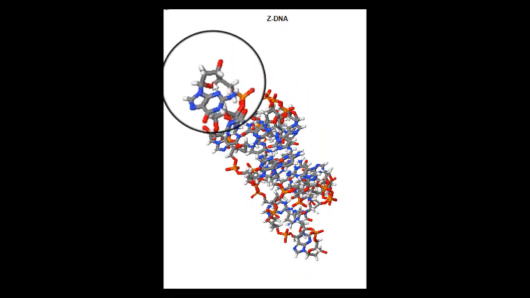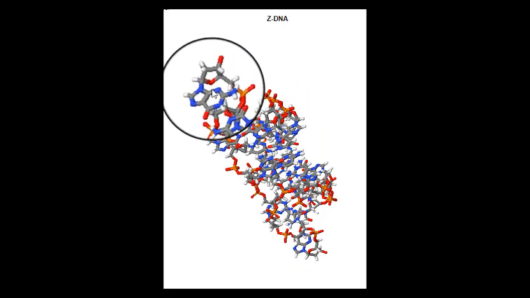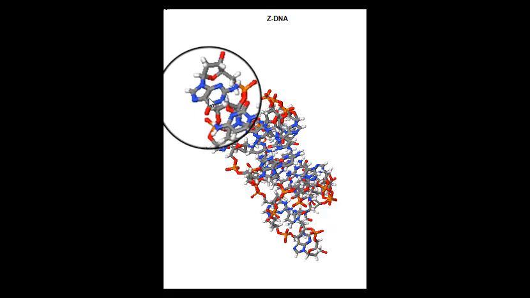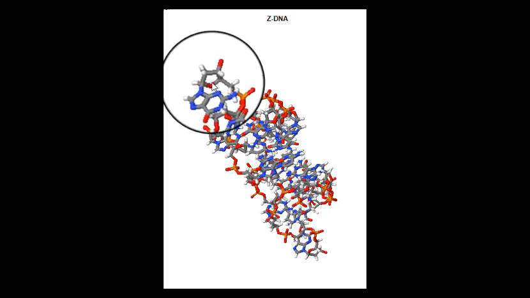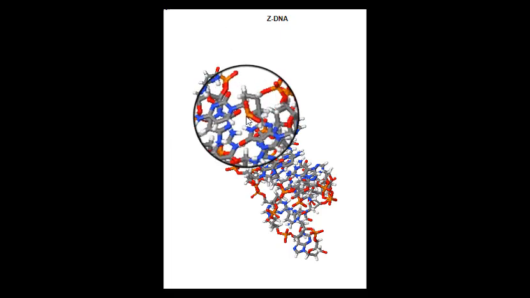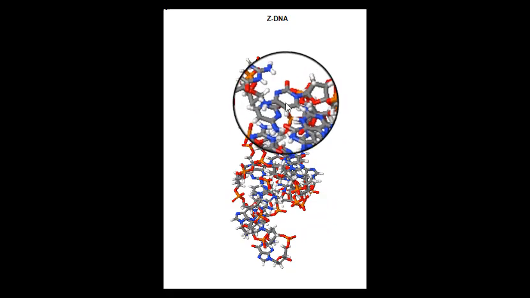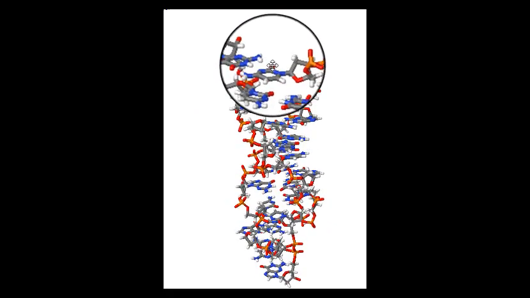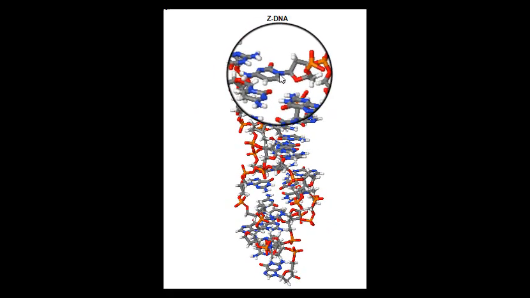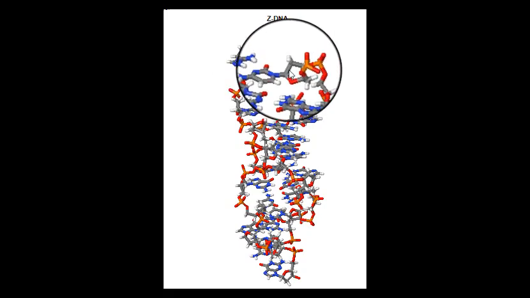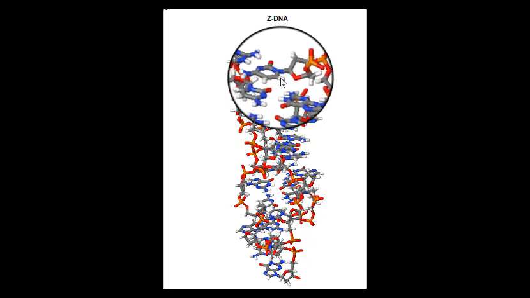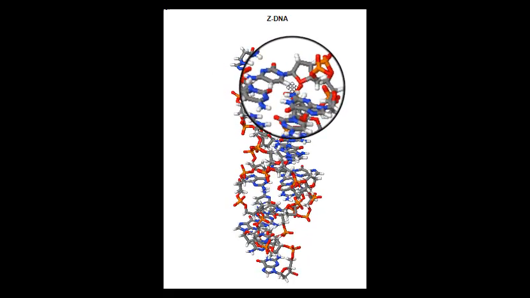This sugar is very close to the purine. That means the sugar is folded towards the purine. But when you see the pyrimidine that has formed the base pair with this, it is not folded. This is straight. The sugar is in anti-configuration. This is a very peculiar thing you can find in Z-DNA.